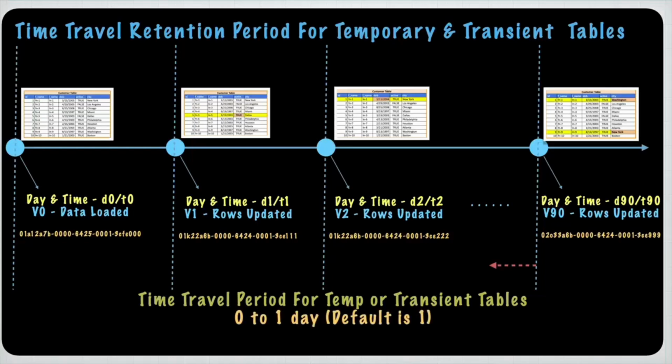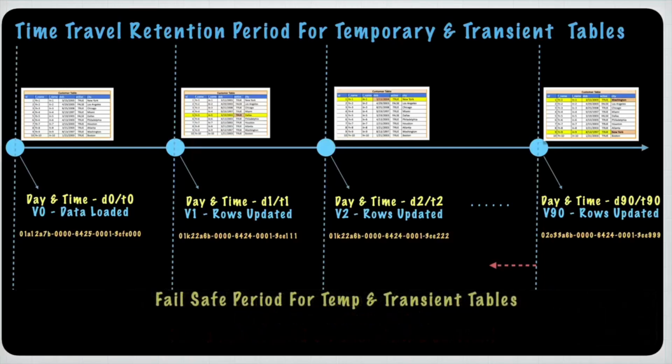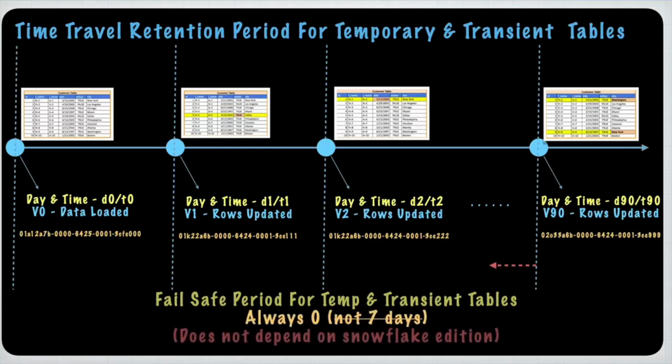The default time travel retention period is 1 day, and if you set it to 0, then you would not be able to access any historical data for temporary and transient tables. Now let's quickly see what the fail-safe period looks like. The fail-safe period for a temporary or transient table is always 0, so it does not even change no matter whether you have a standard or a higher edition of Snowflake. Unlike a permanent table where the fail-safe period is 7 days, for temporary and transient tables it is always 0.